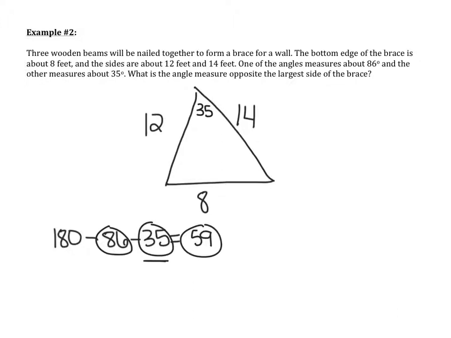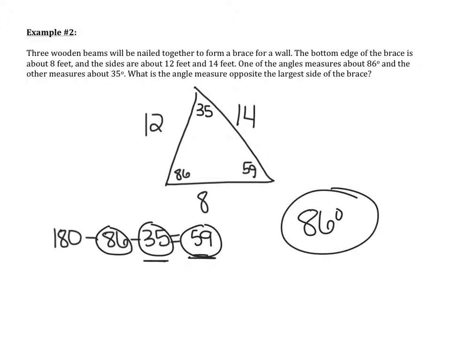Our next biggest angle was the 59. Our next biggest side was the 12. So across from the 12 feet would be 59, which leaves us with 86 degrees in this corner, and it's the largest angle across from the largest side. So the question was, what is the angle measure opposite the largest side of the brace? So it would be 86 degrees since it was across from the 14 feet.